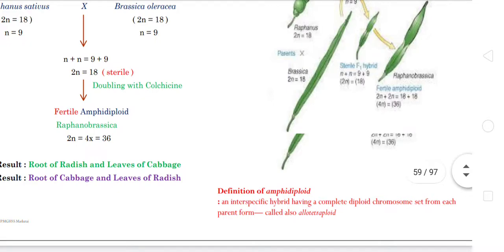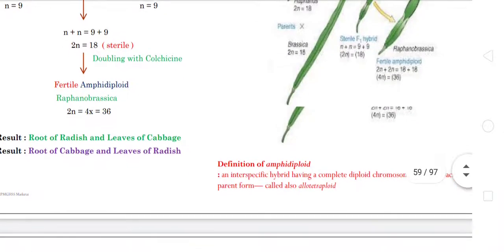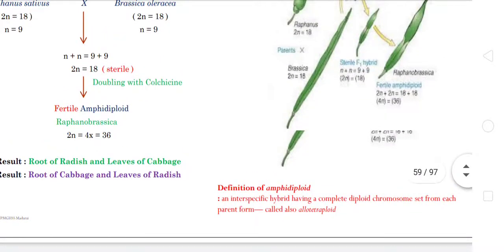So it is an example of an interspecific hybrid having the complete diploid set of chromosomes. This is an example of allotetraploidy. So they are given the name 4x. Here 2n is equal to 36, which is 18 into 2. So 2 times they increase, doubling the set of chromosomes. So they are given the name 4x.